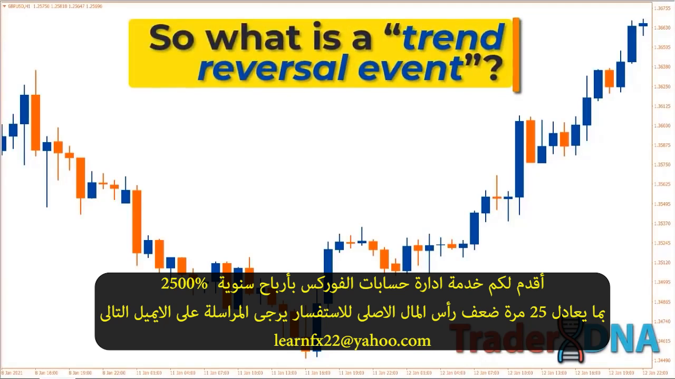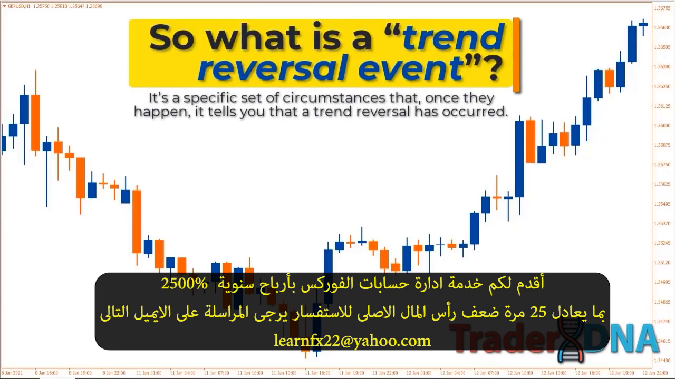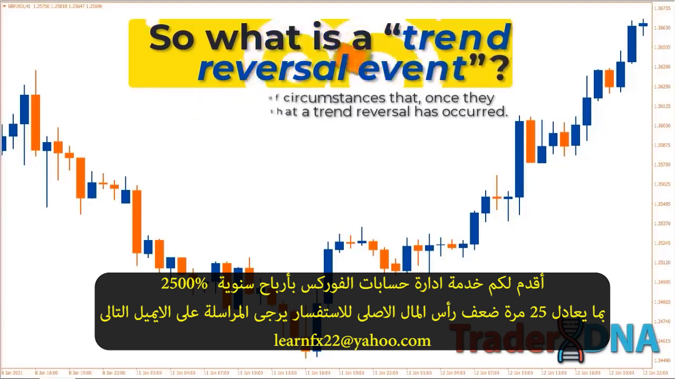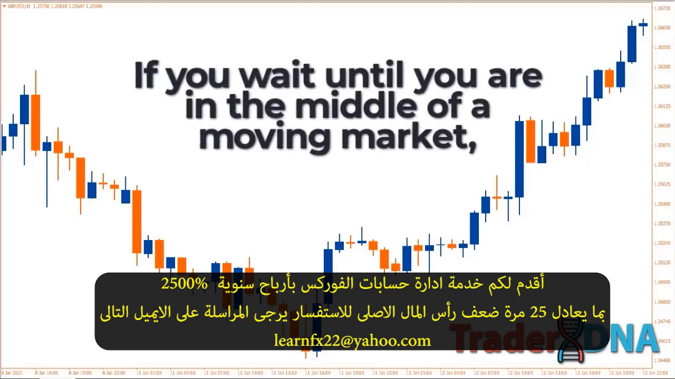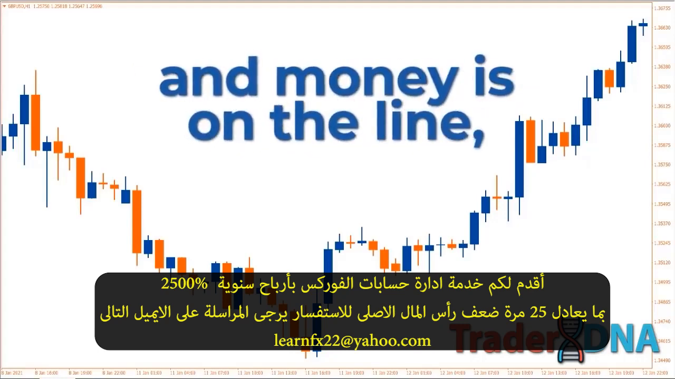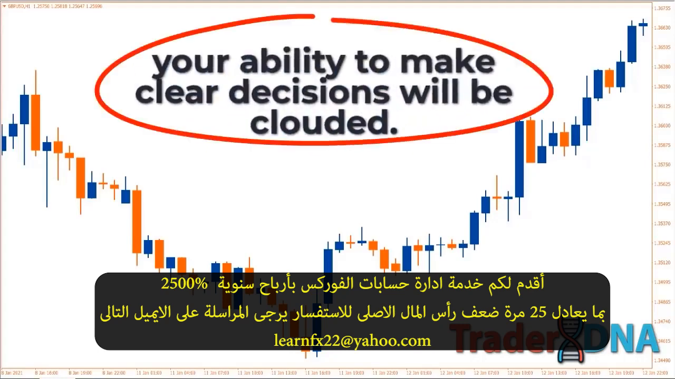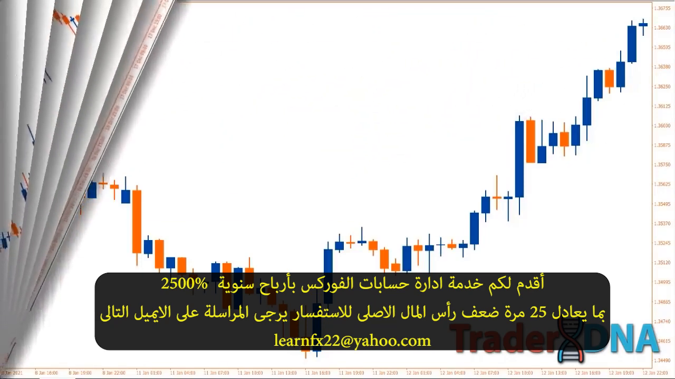A trend reversal event is as follows. It's a specific set of circumstances that, once they happen, it tells you that a trend reversal has occurred. This is not something you can make up as you go along. You have to define it in advance. If you wait until you are in the middle of a moving market and money is on the line, your ability to make clear decisions will be clouded. Here are some example trend reversal events for each of the indicators mentioned above.